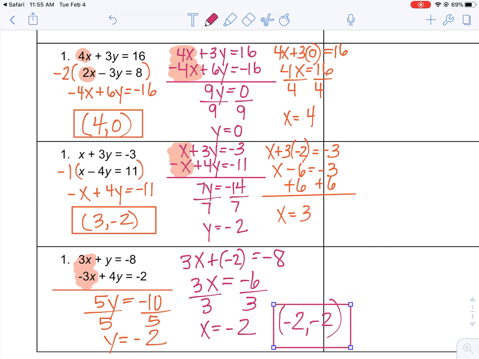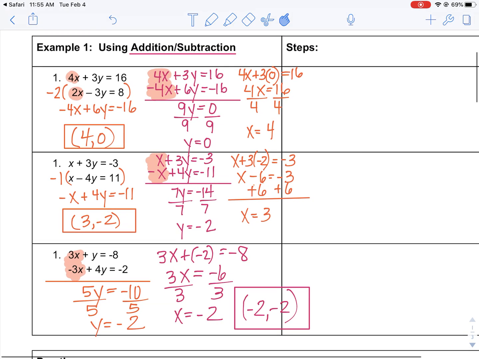So in some cases, you don't actually have to eliminate. You just need to add or subtract the equations together, and it will eliminate automatically for you. But in other cases, you do need to distribute a number through one of the equations to get the opposite coefficient. So I feel like you need to put in your steps.